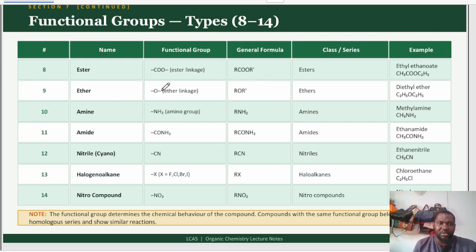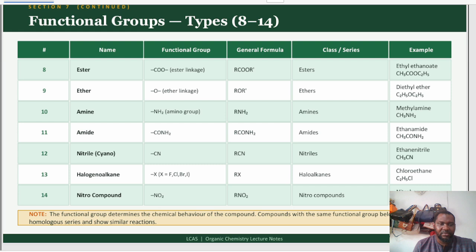Then we have ether. Ether is known with oxygen, and you have alkyl groups by the side, the ether linkage, so like ROR. You can see this formula now: diethyl ether, C2H5OC2H5. So anytime you have oxygen in between two alkyl groups, you know that is an ether. So we have amine. Amine is NH2. That's the functional group. See an example here, CH3NH2. So once you see an NH2, you know it is amine.